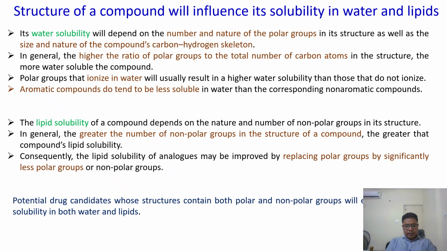What are the factors that influence the lipid solubility of a compound? The lipid solubility of a compound depends on the nature and number of nonpolar groups in its structure. In general, the greater the number of nonpolar groups in the structure of a compound, the greater the compound's lipid solubility. You know that an organic, hydrocarbon-based molecule will be more soluble in lipid. Consequently, the lipid solubility of analogs may be improved by replacing polar groups with significantly less polar or non-polar groups. Potential drug candidates whose structures contain both polar and non-polar groups will be soluble in lipid and water.